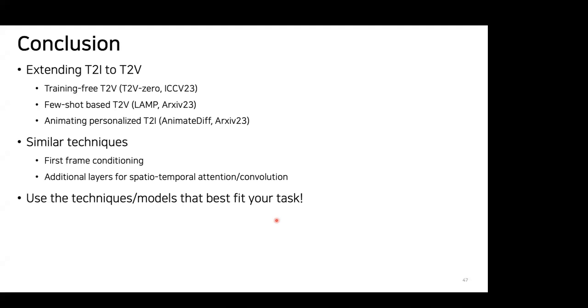And the last one was to use this powerful text-to-image model to learn motion modeling. After training, we can feed this motion model to any kind of personalized text-to-image model to animate them. As Hyun said, there are similar techniques, like first-frame conditioning, which can make motions or objects consistent across the frames. And since we have this powerful text-to-image model, we don't need total fine-tuning or training from scratch. We only need to add a small amount of layers, like spatial-temporal attention or convolution, to extend them to text-to-video models.